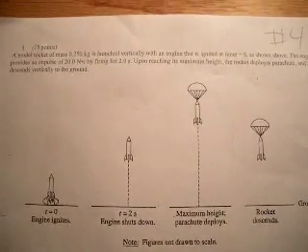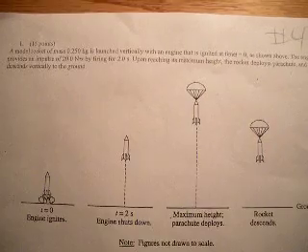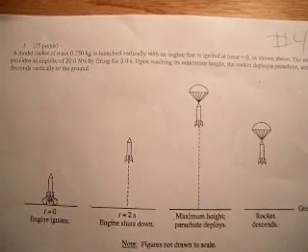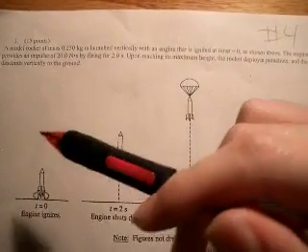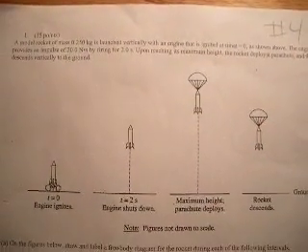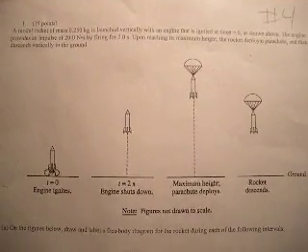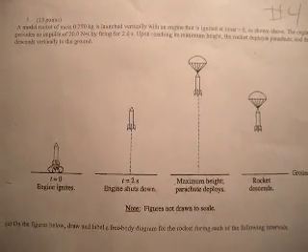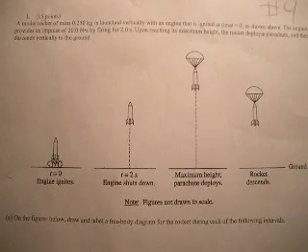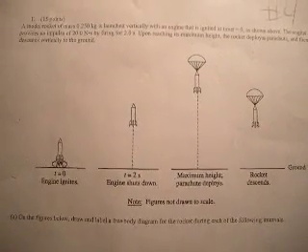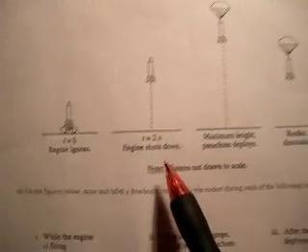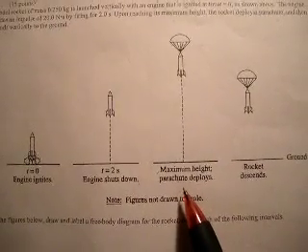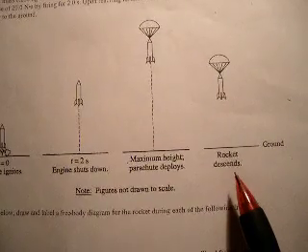The problem reads: a model rocket of mass 0.25 kilograms is launched vertically with an engine that is ignited at time t equals 0, as shown above, or in this case, below. The engine provides an impulse of 20 newton-seconds by firing for 2 seconds. Upon reaching its maximum height, the rocket deploys a parachute and then descends vertically to the ground. So you can see here, time is 0, the engine ignites, time is 2, the engine stops, maximum height, the parachute deploys, and the rocket descends.